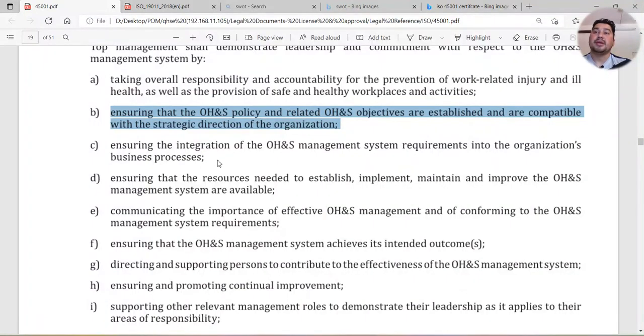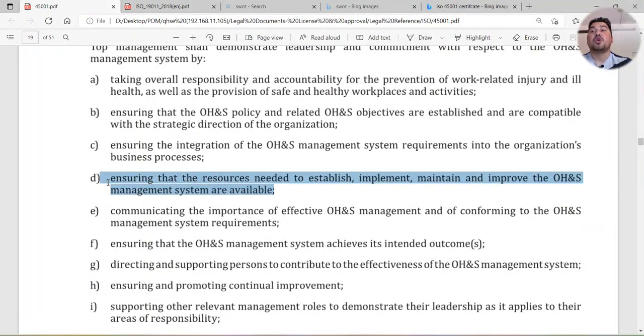After that, ensuring the integration of the occupational health and safety management system requirements into the organization's business processes. The second thing is implementing ISO 45001 in relation to the organization's needs, expectations and processes. That is also ensuring that the resources needed to establish, implement, maintain, and improve the occupational health and safety management system are available. By providing the resources, by allocating the budget, like let's say top management allocates a budget for the health and safety department of 100,000 in a year. That is also one of the commitments. Providing the proper machinery and proper training to improve the OHS management system is also the commitment of top management.